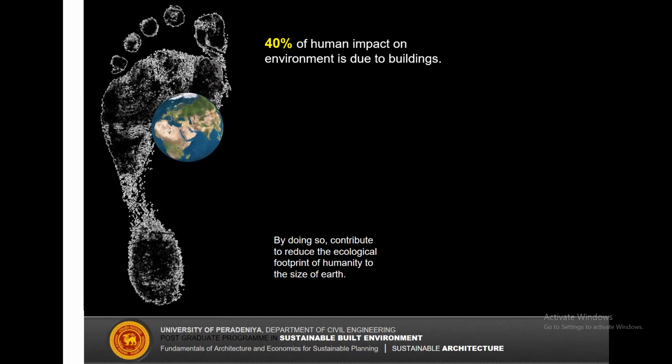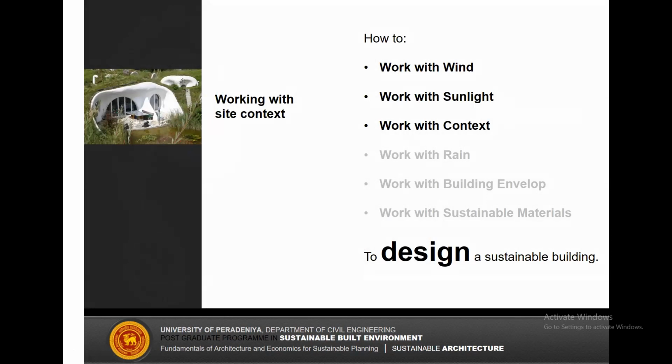So always remember that 40% of human impact on environment is due to buildings, and we have to reduce the footprint of humanity to the size of the Earth. So that is the key target of doing everything. So we discussed these things in order to reduce the footprint of buildings, how to work with the sunlight, how to work with context, and so forth. We have to discuss wind in the next session. So that is where we are now.